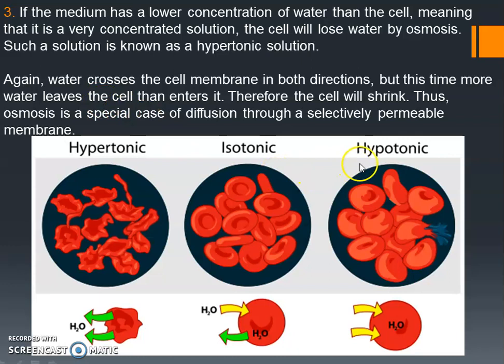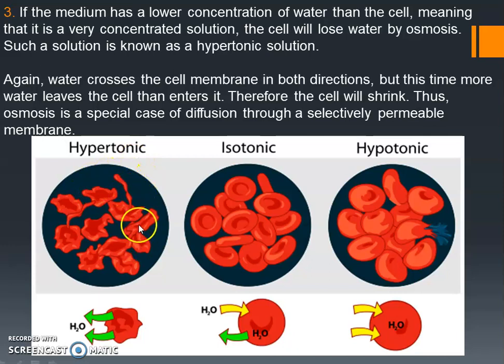So here we saw that hypotonically we saw that the solution had more amount of water, so it started getting into the cell. And in isotonic we saw that the solution and the cell had the same amount of water, so there was no movement of water. Now we are going to learn about hypertonic solution.